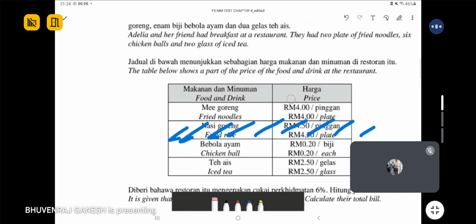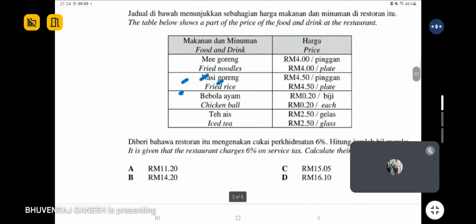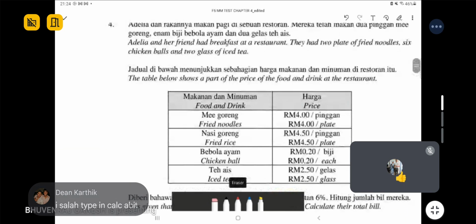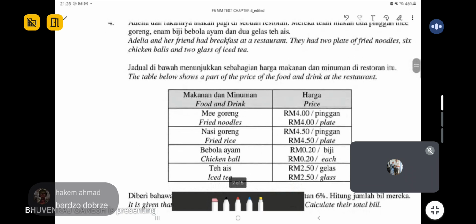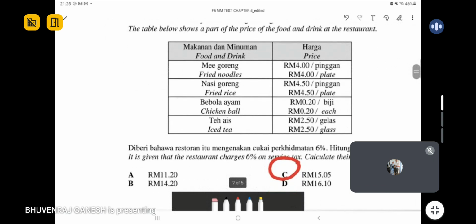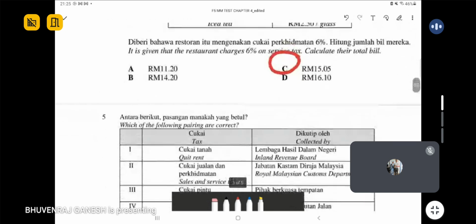So do you get Adi? What is the answer? Very good. Okay, guys. Does everyone here get C? All of you here, you should get C. Final answer. So the working is you take 4 times 2 plus 0.20 times 6 plus 250 times 2. Take that answer times 106%, because 6% service tax means 106%. Then you will get the answer.